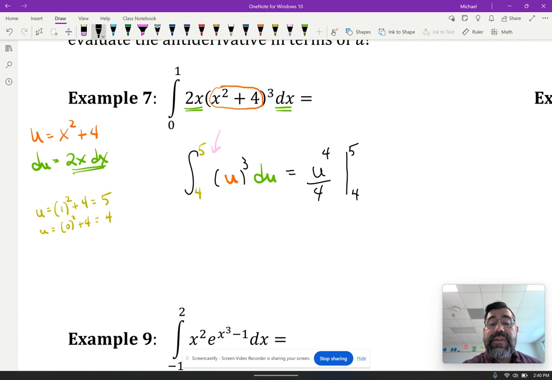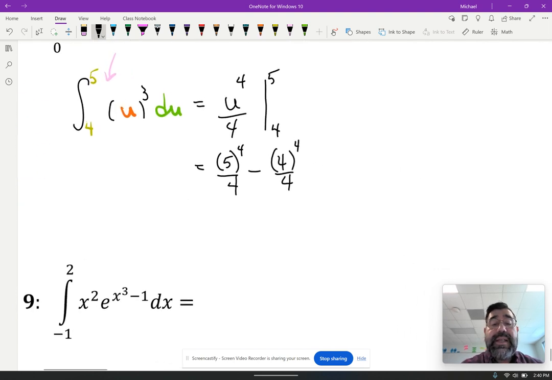Remember, we draw this little line to remind us we're not done. We still need to plug in the values, because the fundamental theorem of calculus says if I substitute the top limit of integration into my antiderivative, and the bottom limit of integration into my antiderivative, and subtract them in that order, top value minus bottom value, then I'm going to get the exact answer. I'm going to get the exact definite integral that I need.